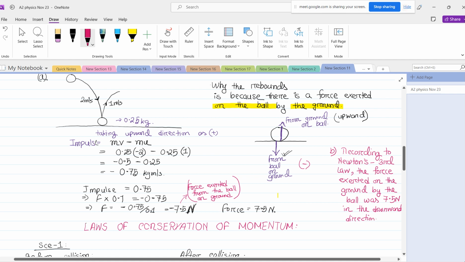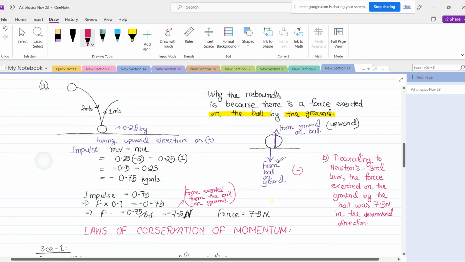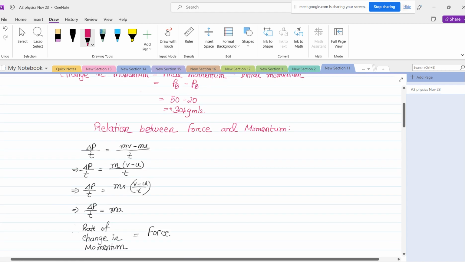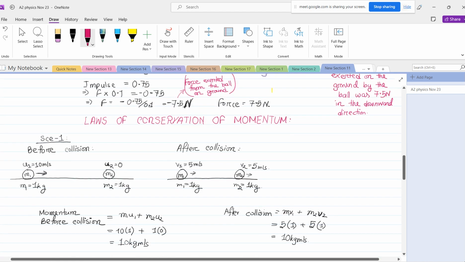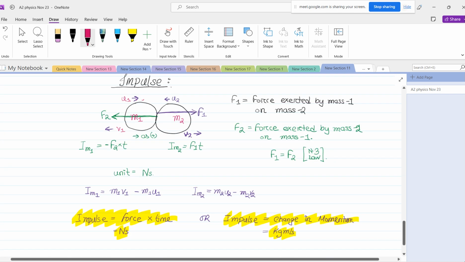If there is any question for example 1 in part A or B, you can ask now. Is there any question for example 1? No, ma'am. Okay, so if there is no question, we have discussed momentum, the relationship between momentum and force, the law of conservation of momentum, the different scenarios involved in momentum, and our impulse concept.